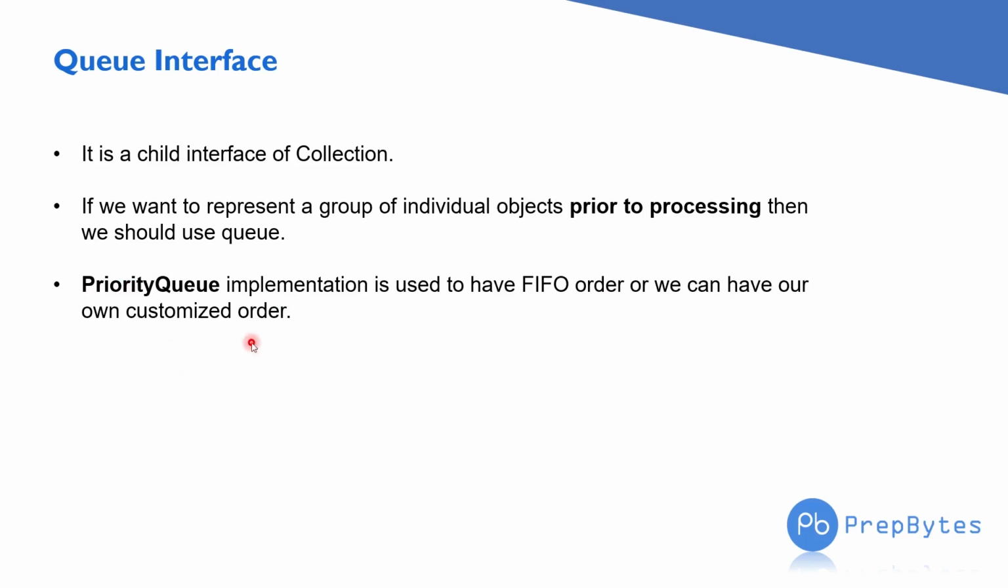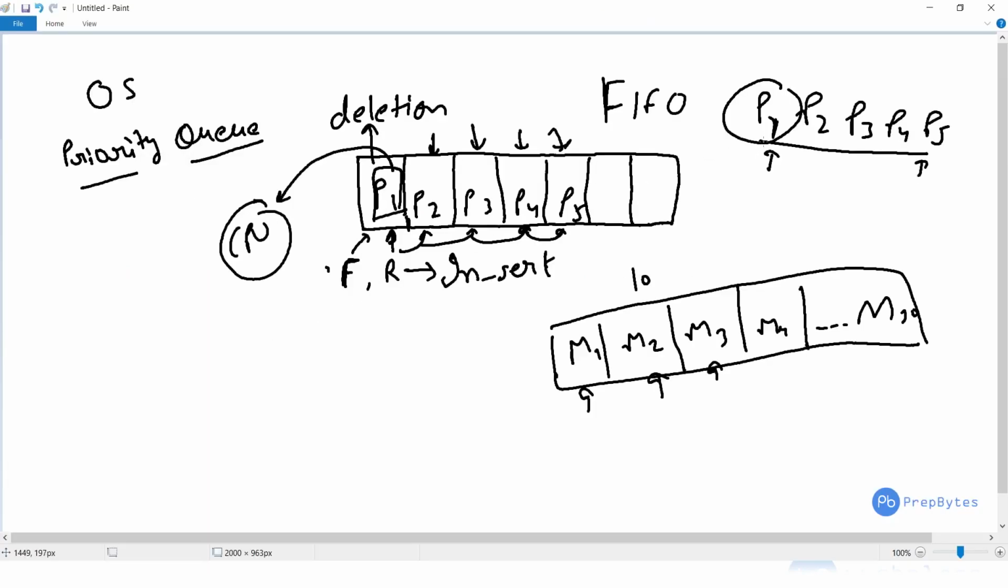For example, this was FIFO order. That is, the first one was P1, so it has the highest priority. Then P2 was the next one, so it has the second highest priority. Correct? And if we want to have our own priority order, we can make P5 have the highest priority. We can do that. Okay.